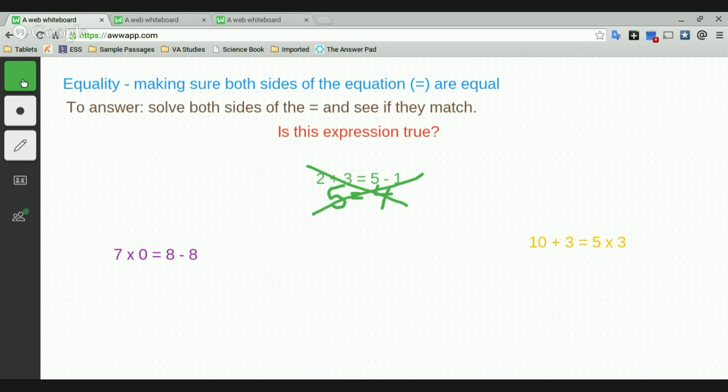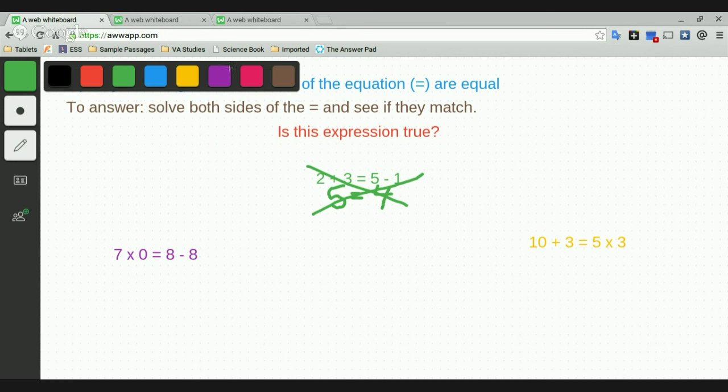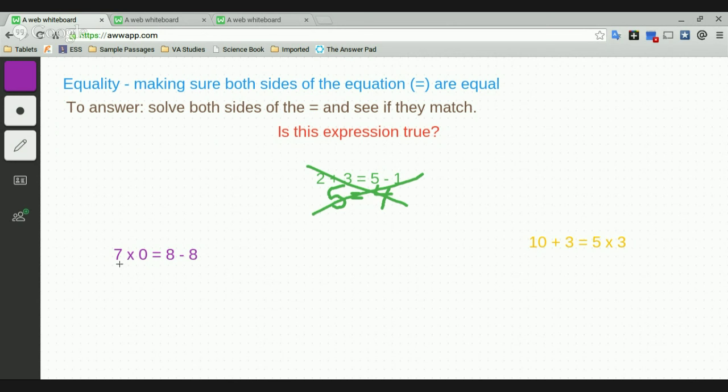With me so far? Let's try working together on this next one. So here we have 7 times 0 equals 8 minus 8. So 7 times 0, remember anything times 0 is always going to be 0. So 7 times 0 is 0. Write down my equal sign. 8 minus 8, well 8 take away 8, that gives you 0. So this one is true because 0 does equal 0.